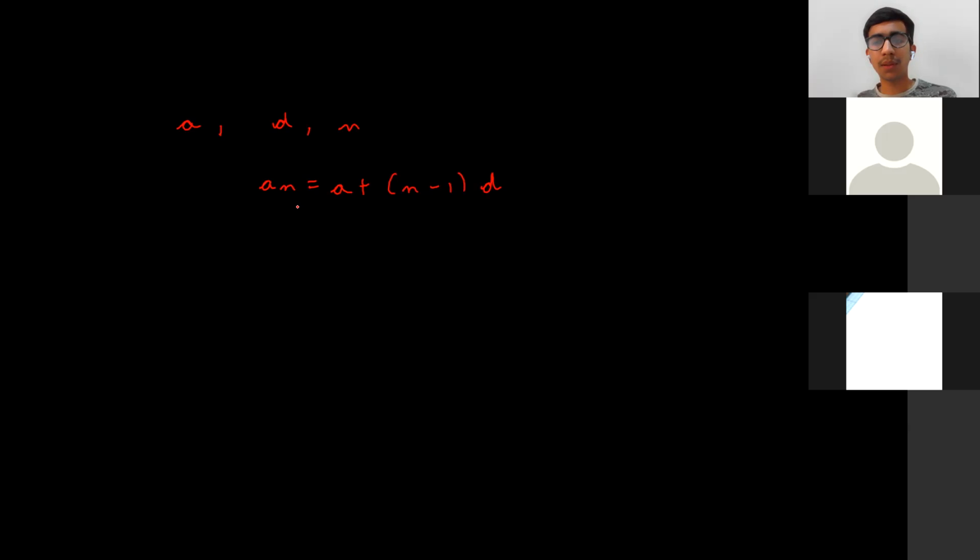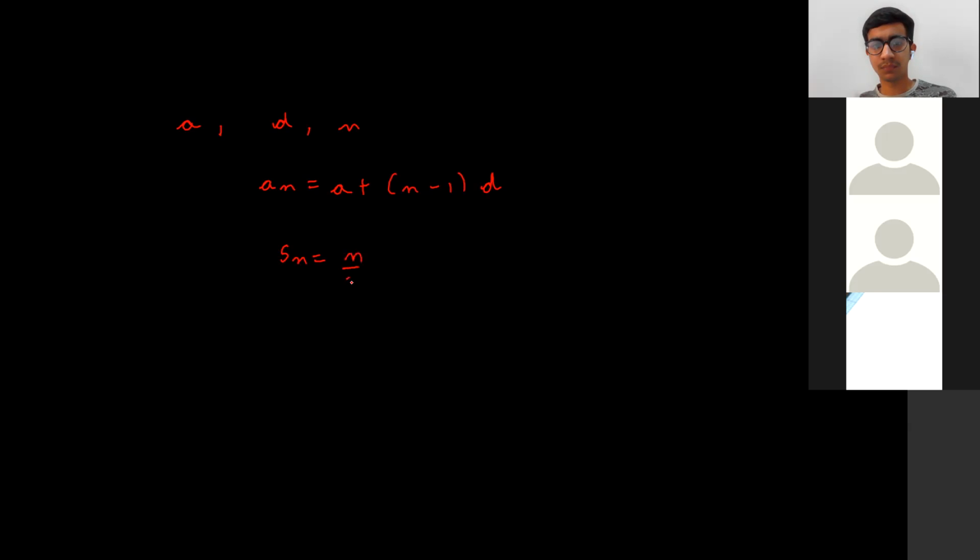Okay, what is the sum to n terms? It's n by 2, in bracket, 2a plus (n minus 1) into d. So that's the sum to n terms.